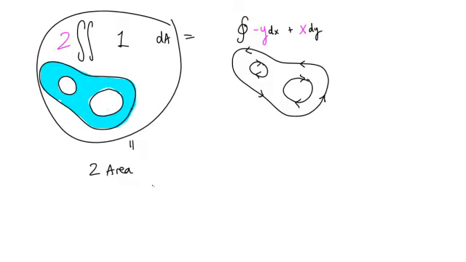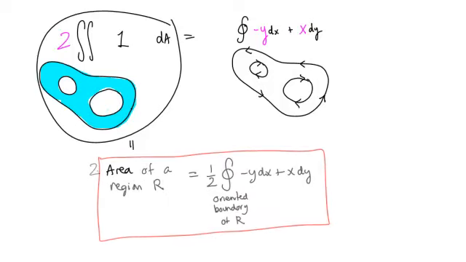And so what we found out, dividing both sides by 2, is that the area of any plane region R is always equal to 1/2 the line integral around the oriented boundary of R of the expression negative y dx plus x dy. So in other words, it's possible to compute the two-dimensional area of a region by looking only at a line integral along its outer edge.